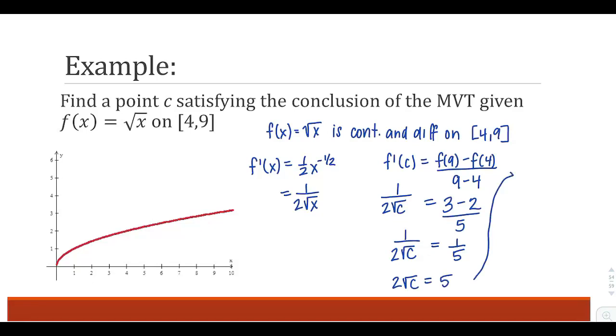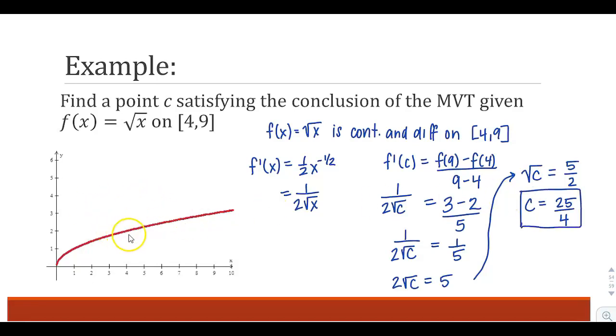So I'm going to drag the work up here. Radical c would have to equal 5 over 2. And if I square both sides to get rid of the square root, I get 25 over 4. So this is my value of c that satisfies the conclusion of the mean value theorem.